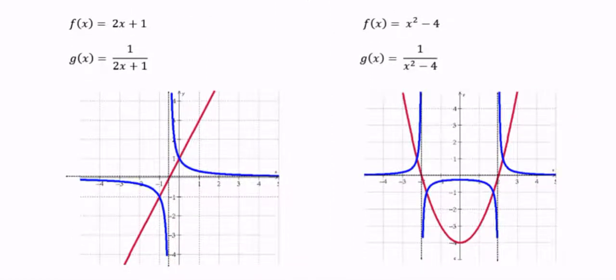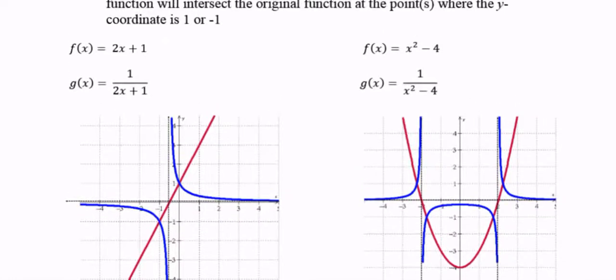Okay, so here's an example. f of x equals 2x plus 1. That, of course, is a linear function. That's represented in the red line on the graph below. g of x equals 1 over 2x plus 1. That's the reciprocal, right? Remember, reciprocal, you flip it. 2x plus 1 was, you could really write that as being over 1. And so when you flip that, you've got 1 over 2x plus 1.